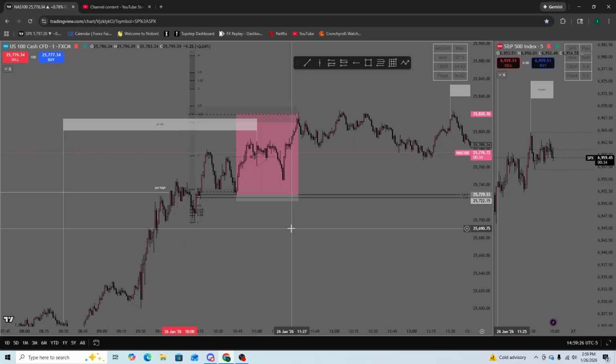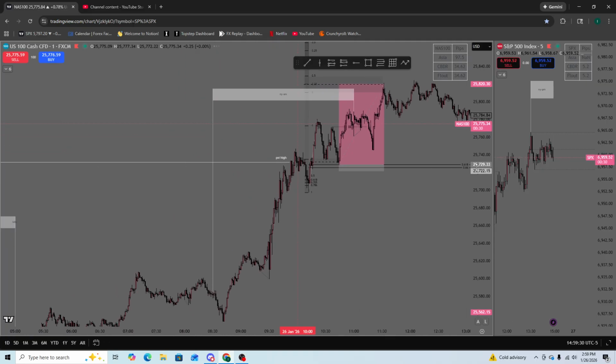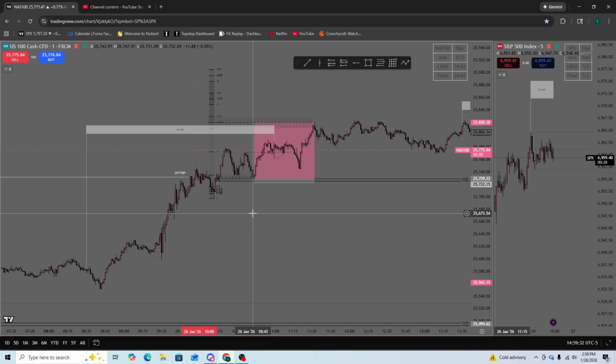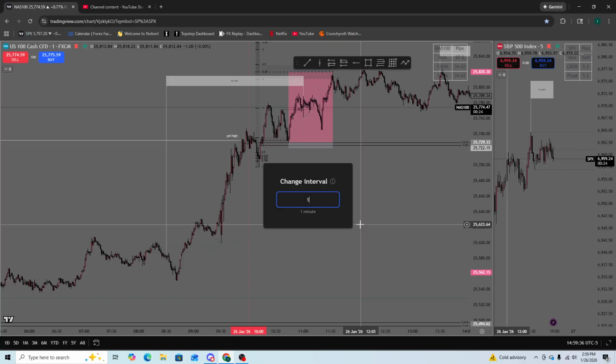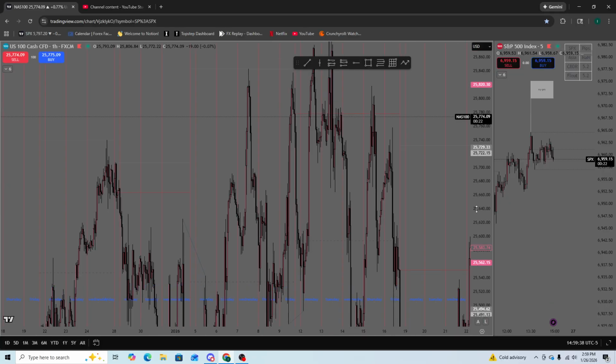All right. Here's the next trade recap. This is the trade that I took this morning around 10:40. So, first of all, going into the day, right?